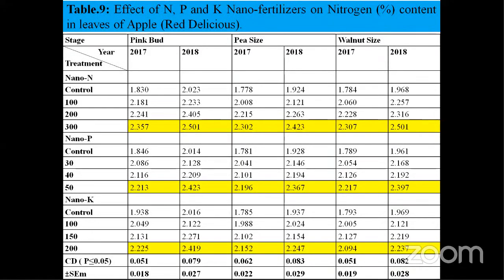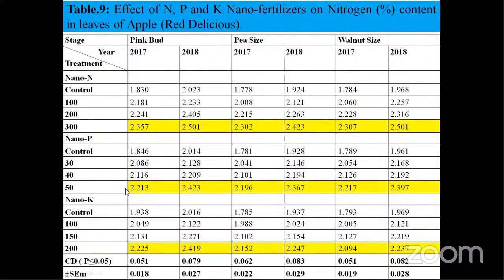And here you can see the effect of nanofertilizer, first nitrogen. Basically, first we did not know up to how much concentration of nanofertilizer we should produce. So to avoid phytotoxicity, we went to the literature and produced the highest doses. For nitrogen, we produced only 300 ppm. For phosphorus, we produced 50 ppm. For potassium, we produced only 200 ppm.